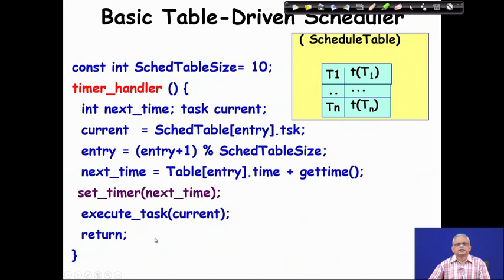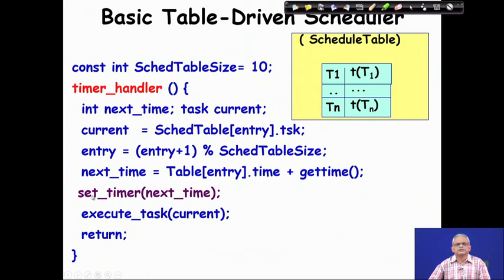And then as the timer expires, the timer handler is invoked, and the next task is taken out from the table, and the pointer to the table is incremented, the entry that is the next task to be taken is incremented, and then the time is set for the timer, and the task is taken up for execution and so on.